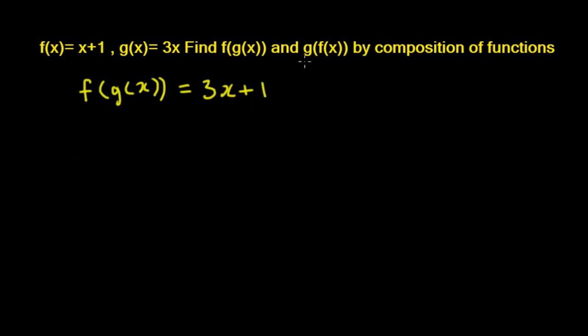So now we're going to look at g of f of x. So f of x is equal to x plus 1, and you're going to put that into g. So in g, everywhere you see an x, we replace it with x plus 1. So we're going to be left with g of f of x is going to equal 3 times x plus 1.